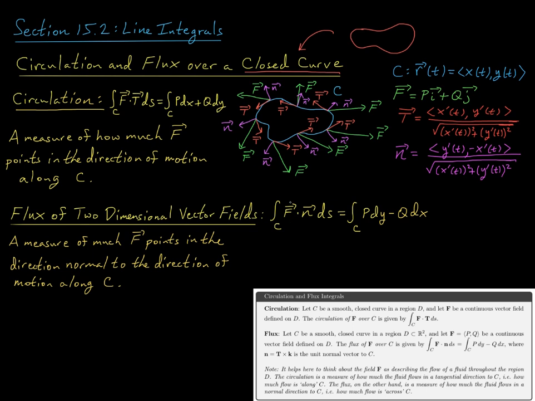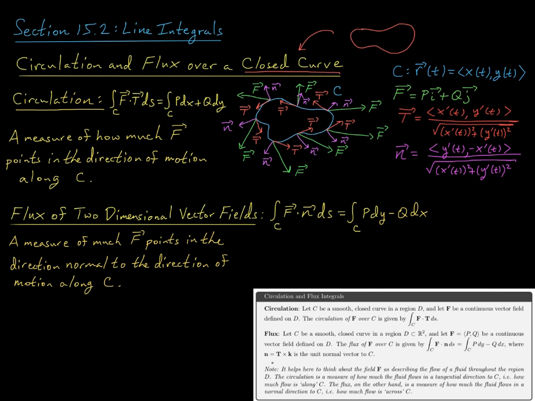Now when you take the dot product of your force vector and this unit normal vector, you're going to wind up getting P dy minus Q dx, as opposed to P dx plus Q dy. But that makes sense just given how we're constructing this unit normal vector here, by just swapping the components and then sticking a negative in front of the x prime.